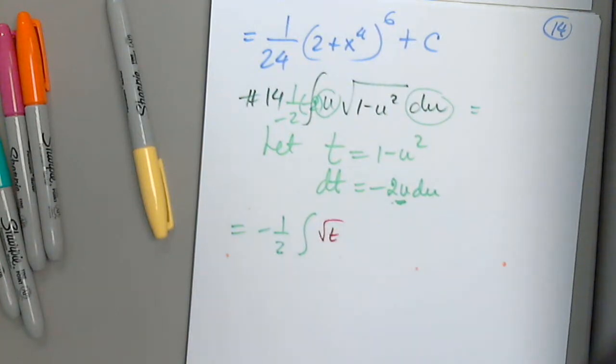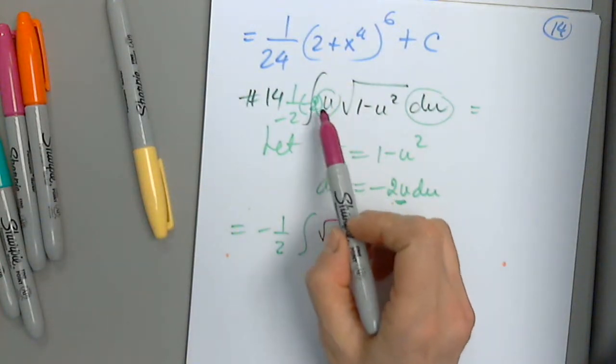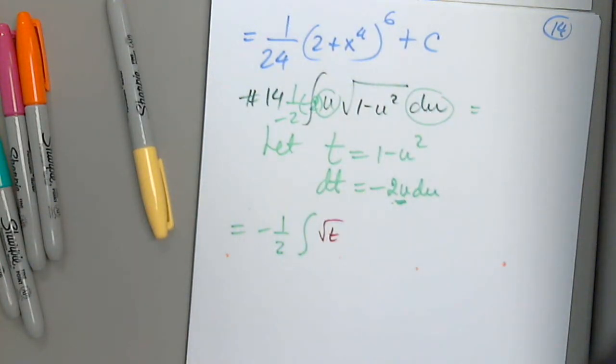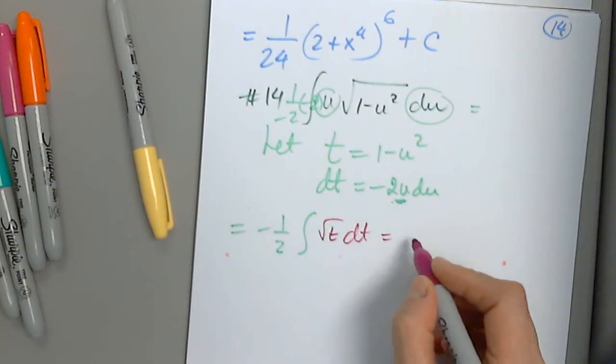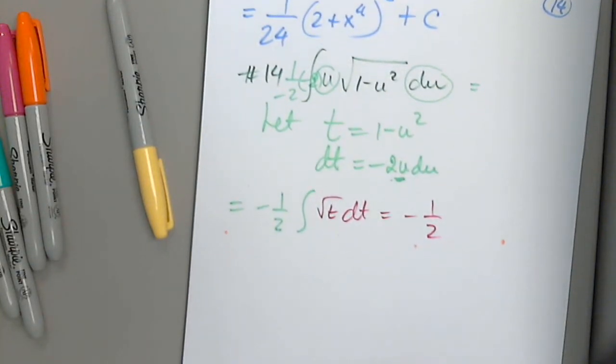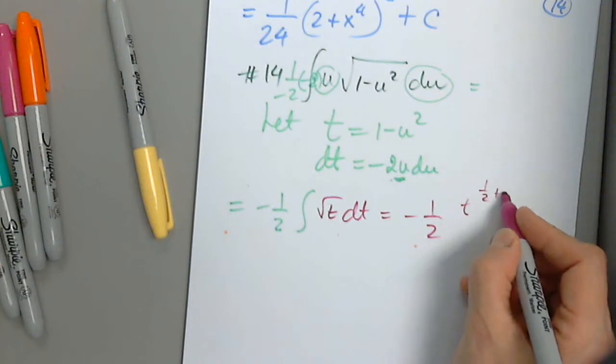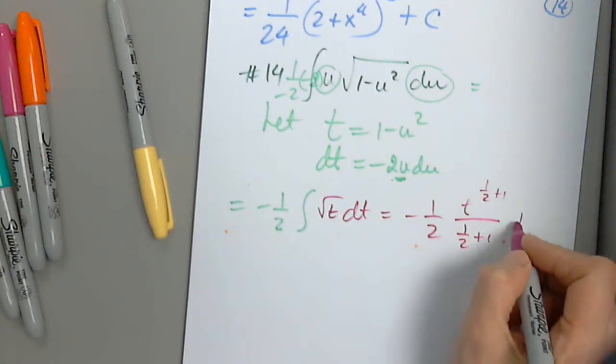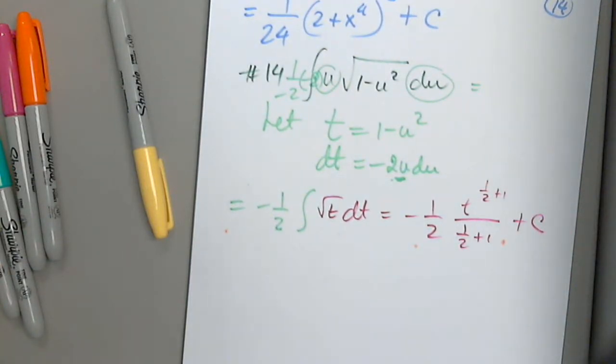Square root of t, indeed. What do I replace negative 2u du by? Excellent. And now this becomes a piece of cake, because it's t to 1/2 plus 1 over 1/2 plus 1 plus a constant c. The square root of t means t to 1/2. I have to increase the power by 1 and divide by 1/2 plus 1. Yes, I have to clean it up and do the arithmetic here, but it's pretty much done.